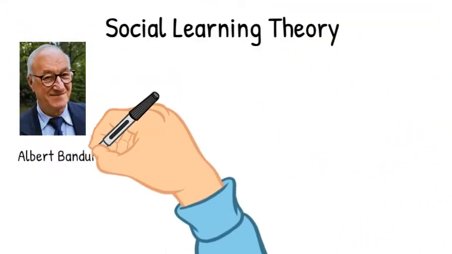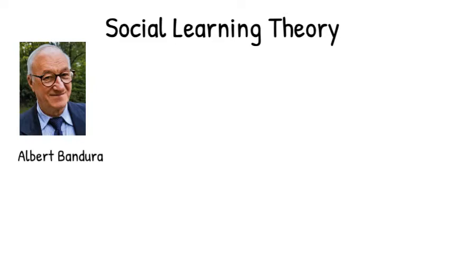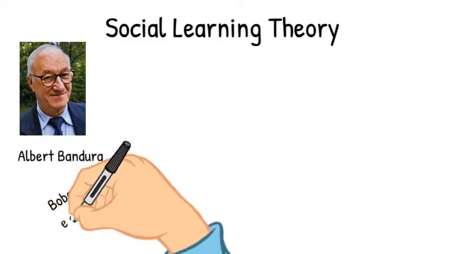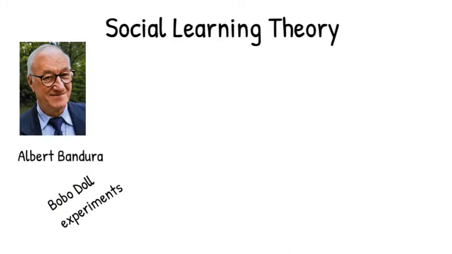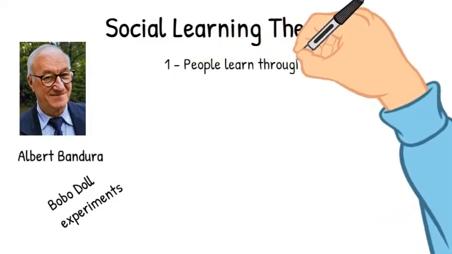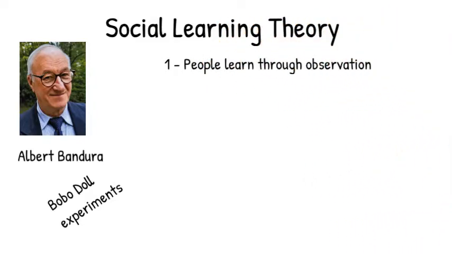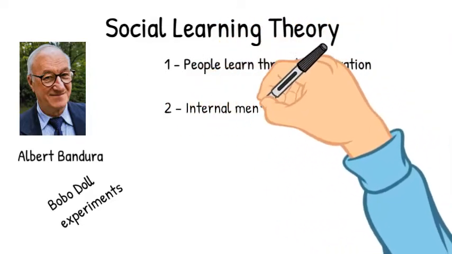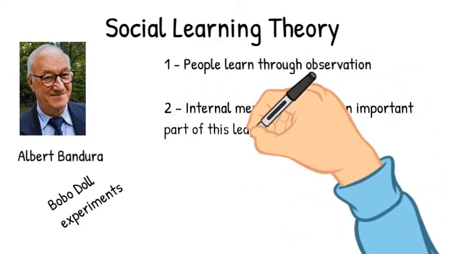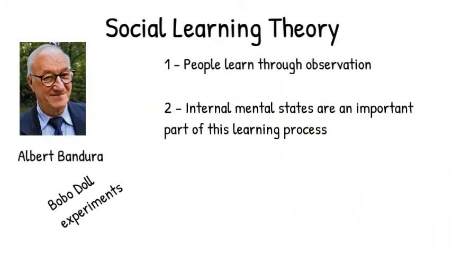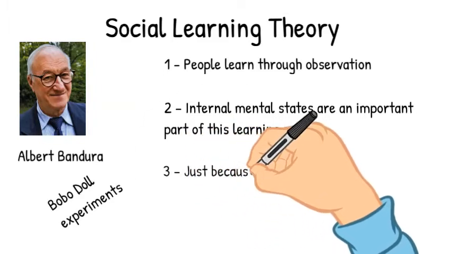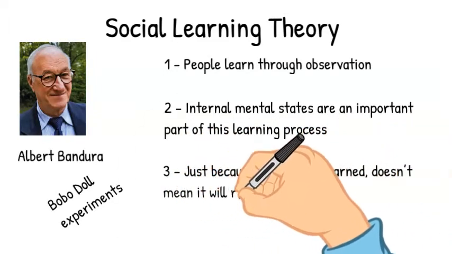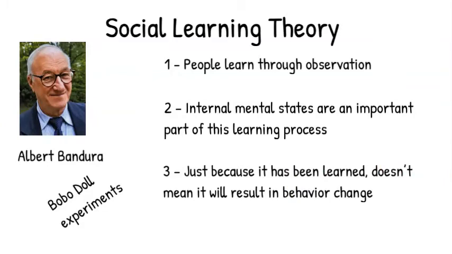Social learning theory was developed by Bandura in the 1970s as he saw that not all learning could be described by behaviorist learning theory. Recall Bandura's famous Bobo doll experiments. The 3 key concepts of social learning are 1. That people can learn through observation. 2. That internal mental states are an important part of the learning process. And 3. Just because it's been learned doesn't mean that it will result in behavior change.